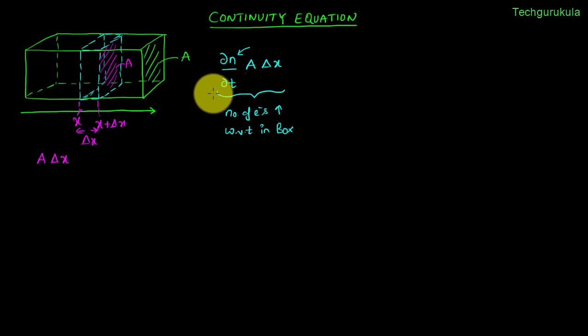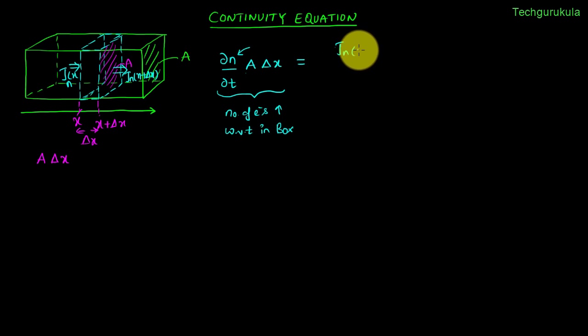So this increase of electrons with respect to time in this box should be equal to the following. Let's say at x, the current density flowing in is J of x. Of course, we are talking about electrons, so we should call this Jn of x. And let's say the current density flowing out is Jn of x plus del x. The number of electrons in this box can increase only if Jn of x is higher than Jn of x plus del x. So let me represent that.